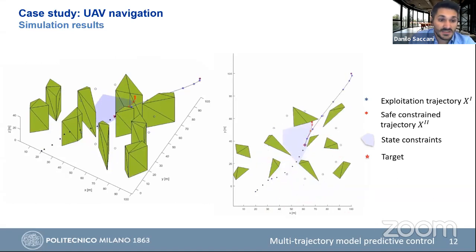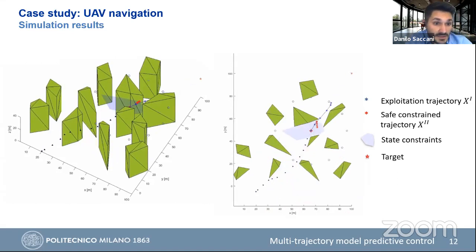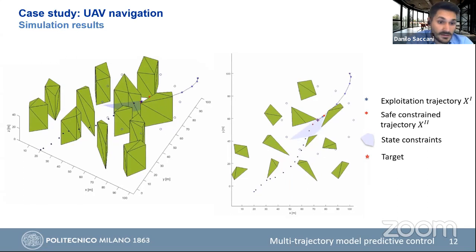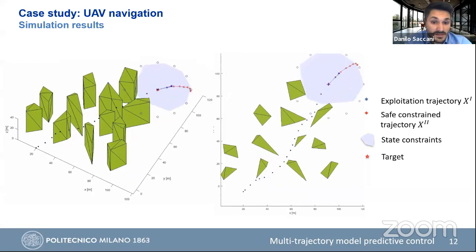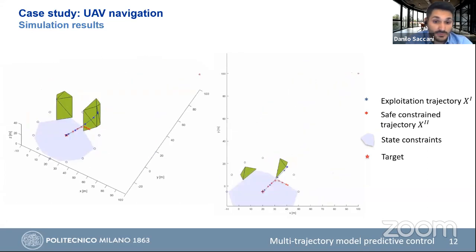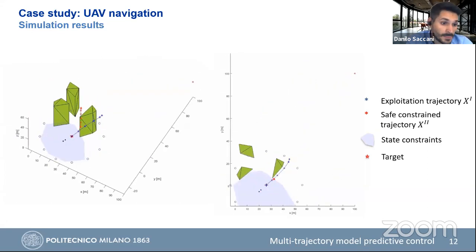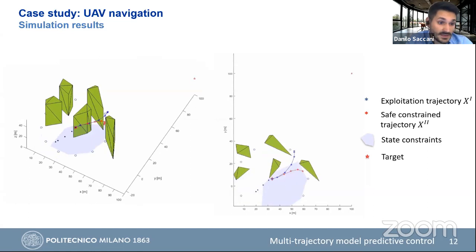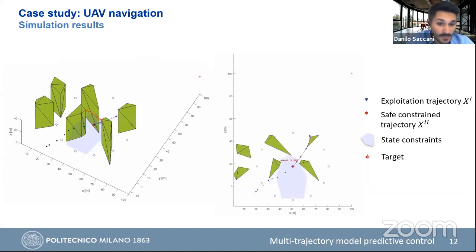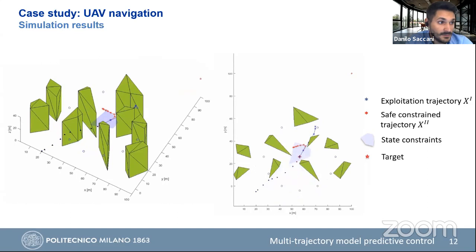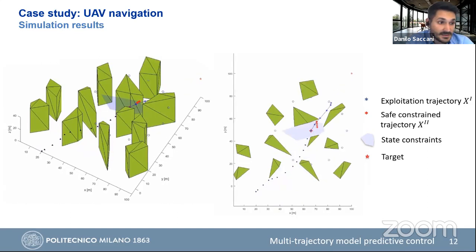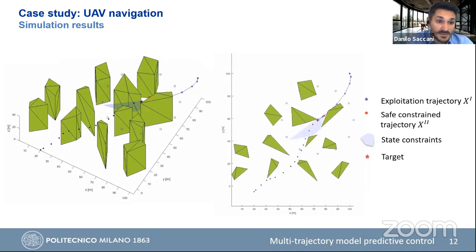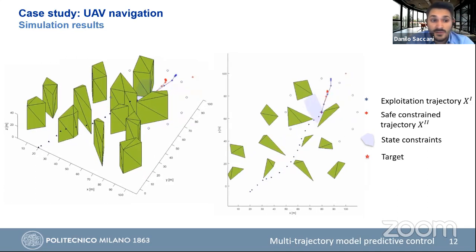In the simulation, the two trajectories can be easily distinguished, and in particular, we have the red one, which is the trajectory x second, constrained to remain inside the polytope and to stop the drone inside this free region. Instead, the other one, the blue trajectory, is the trajectory x first, which can violate the state constraints to drive the drone to the target.